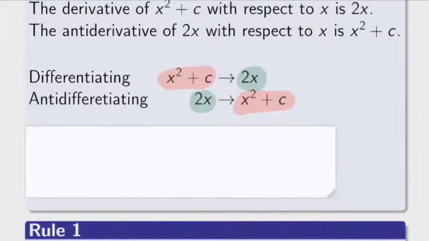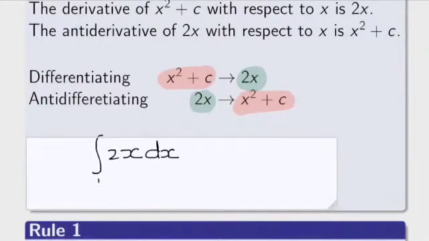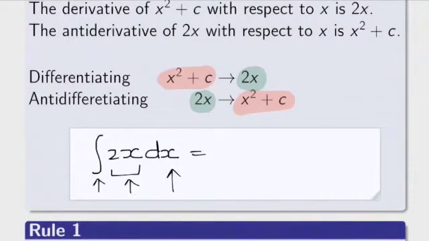Now anti-differentiation can also be written like this. Anti-differentiating 2x can also be written as the integral, that's the integral sign, of 2x with respect to the variable x. So we write dx. So here we are saying the integral of the function 2x with respect to the variable x is equal to x squared plus c, where c is some constant.